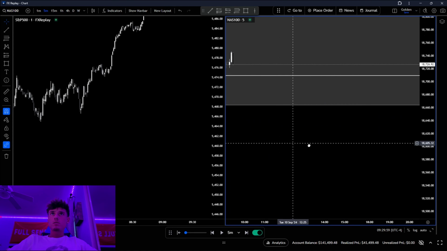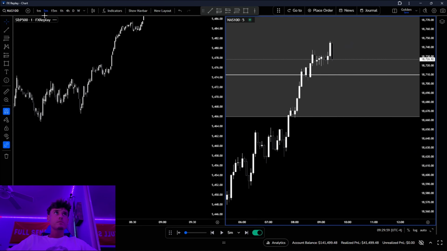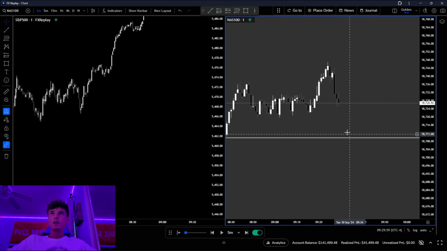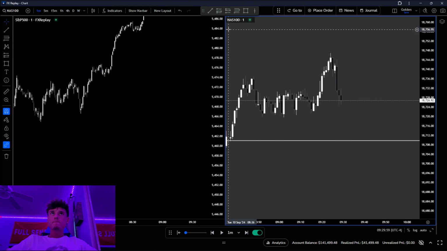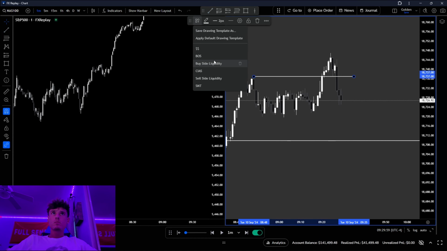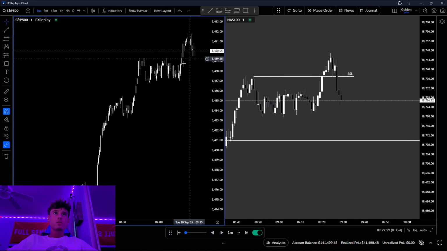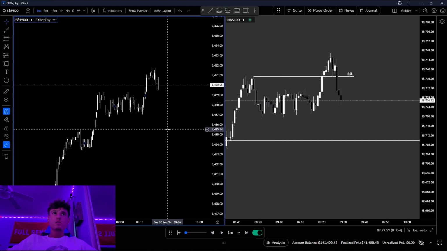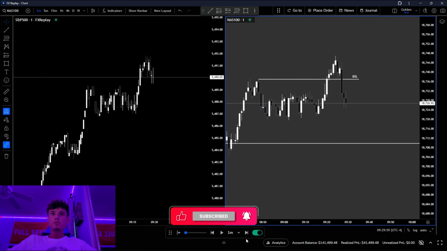We did sweep this liquidity over here. Okay, I'd say we're pretty bearish. As well, we swept this, that was our buy side. No SMT, not yet at least. Okay, so this was a little manipulation leg.